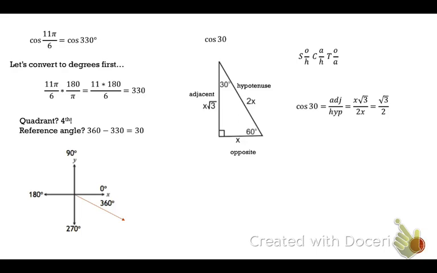Now I need to figure out if that's going to be positive or negative. So all students take calculus. So cosine is positive in the fourth quadrant. I was finding cosine of 11 pi over 6, or cosine of 330. So that means that is also positive. So cosine of 11 pi over 6 is positive square root of 3 over 2. Okay.